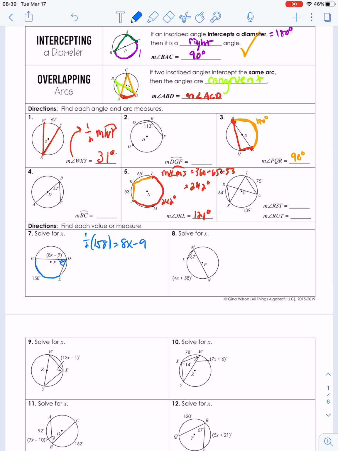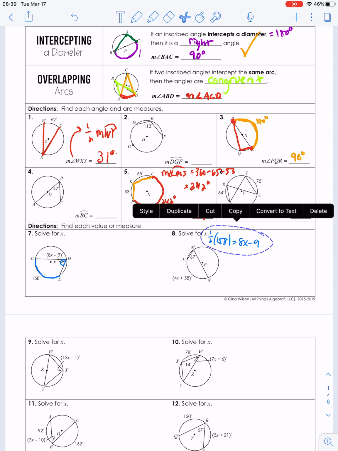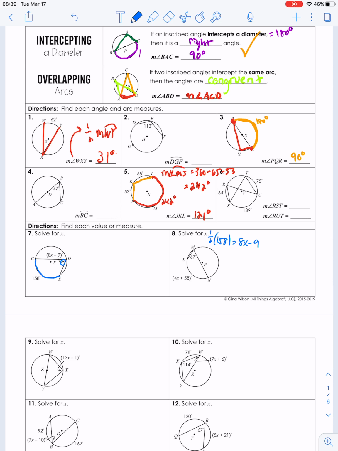Or you could write it as, let's see if I can show you guys something cool. Here we go. Move that to the side, maybe over here. And then another way I could write it is 158 equals 2 times 8x minus 9. Now I like the other way better, so let's do it that way.